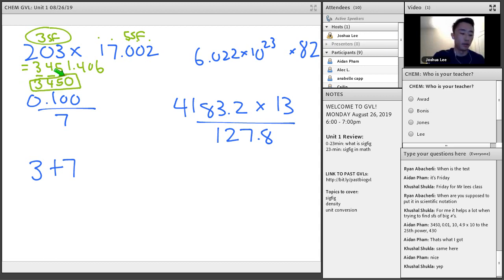0.1 divided by 7. Try to give you some not fun numbers. 0.014285 dot dot dot. And we're dividing, so this one has 3 sig figs. This one has 1 sig fig. So your answer is actually just 0.01.